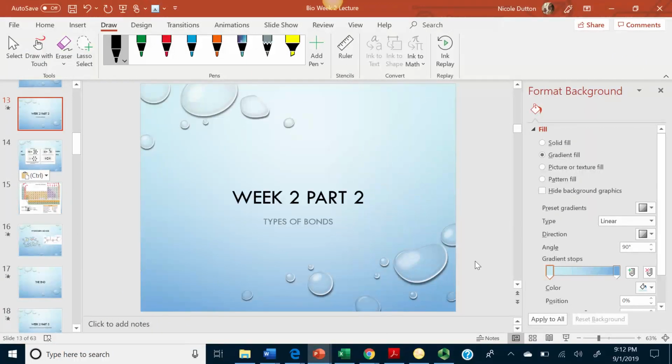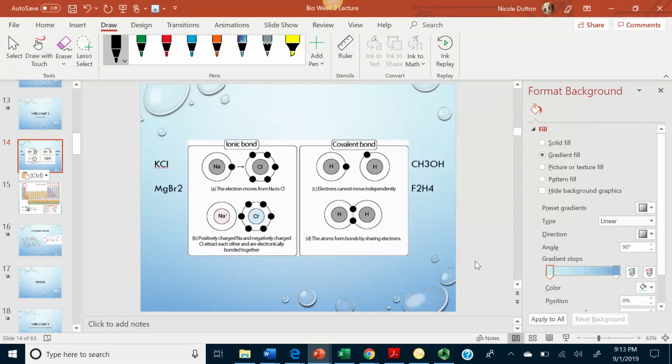So part 2, the types of bonds. There are two major types of bonds that hold atoms together. If you think about a molecule of water, water you know is H2O. That means that there's 2 hydrogen and 1 oxygen. Now these hydrogens are going to have to bond with this oxygen, and that's what makes one molecule of water.